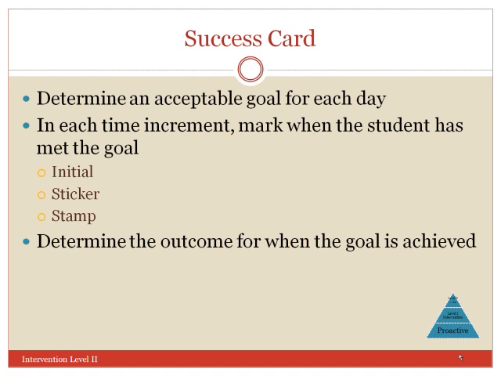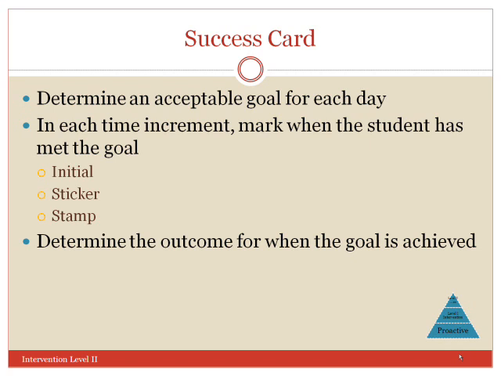You would determine an acceptable goal for each day. One thing to keep in mind is to not set the goal at perfection. Students who are at Level 2 intervention are usually giving quite a bit of trouble in class. If we set it to perfection, the student is more likely to fail. In each time increment, mark when the student has met the goal. You can use an initial, a sticker, or a stamp.